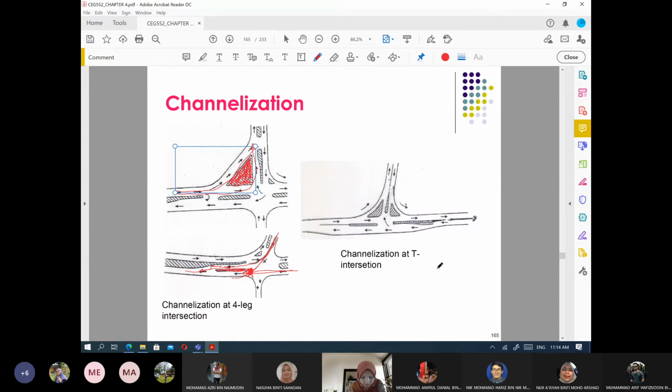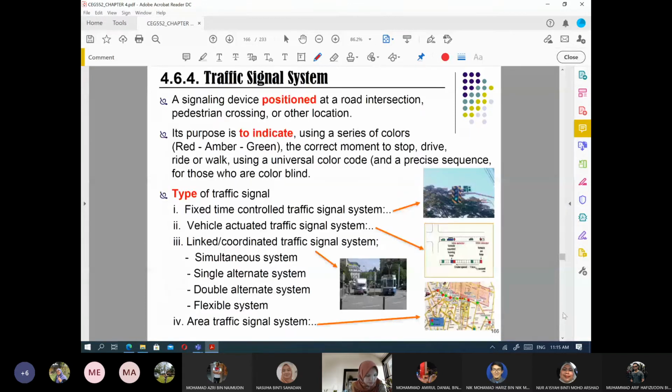So this is on a T intersection. You can just look at it, right? Sama juga lah. Okay, dia cuba kurangkan dari segi yang left turn dan juga this one from left turn here. Okay, most probably this is the major road as well. Okay. Okay, what else? Then we come to the last one, traffic signal system.